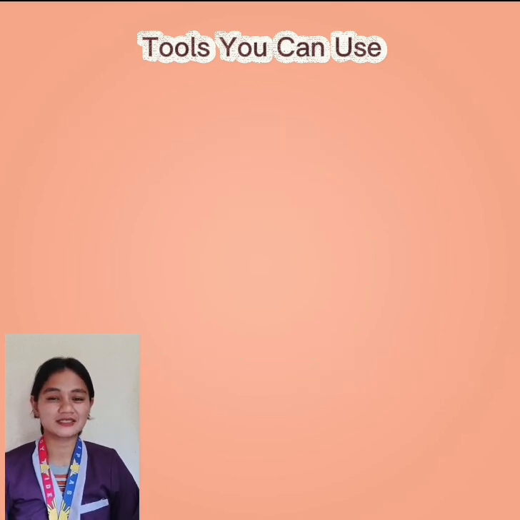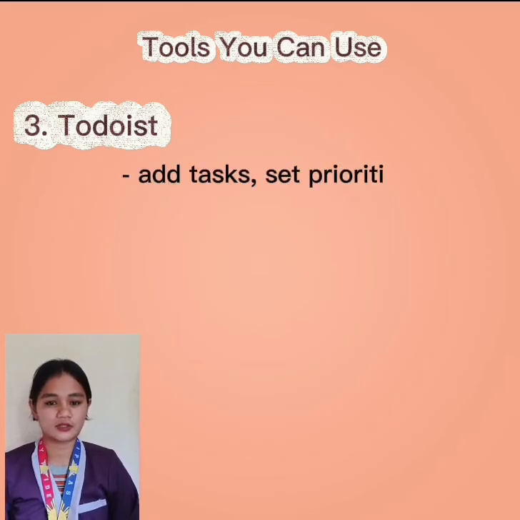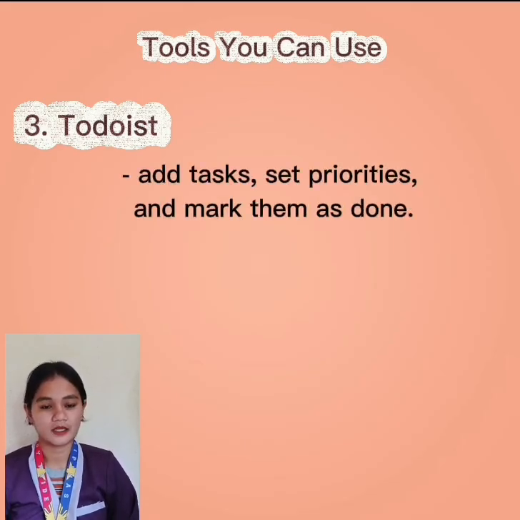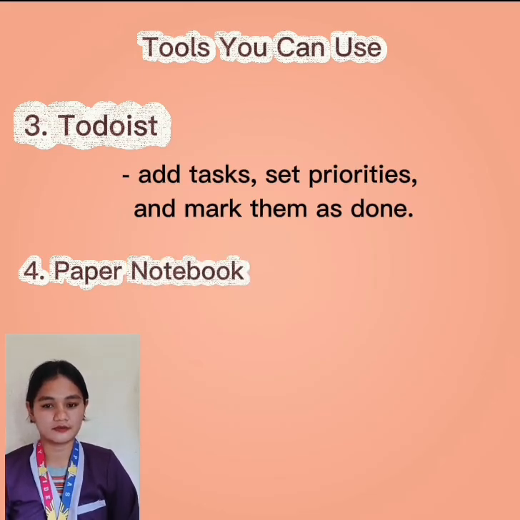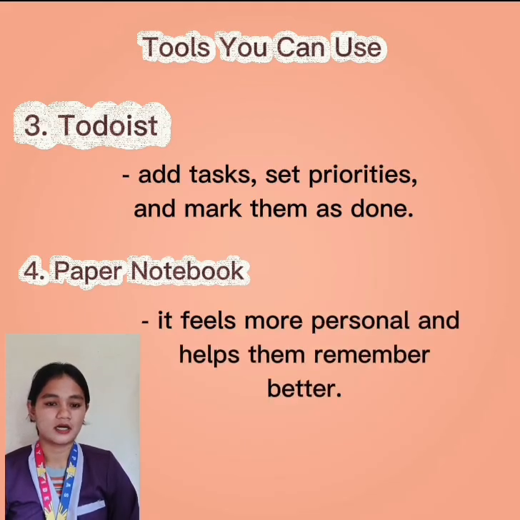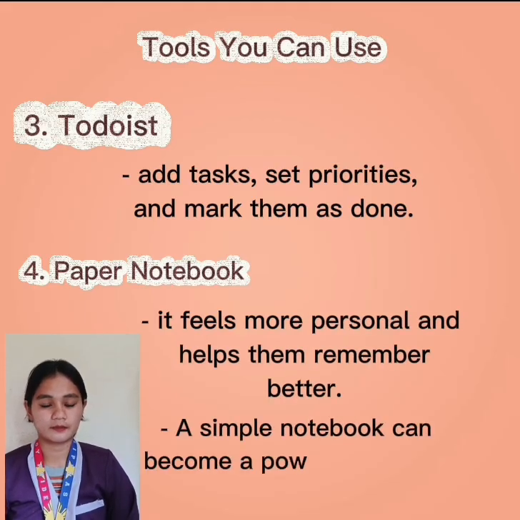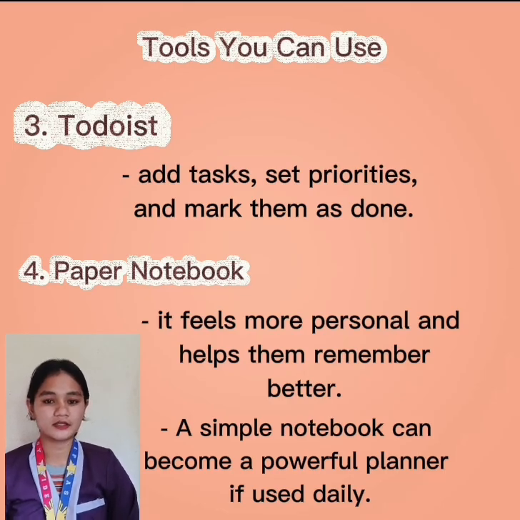And the third one is To-Do List. A clean, easy-to-use task manager. You can add tasks, set priorities, and mark them as done. And the fourth is Paper Notebook. Some people prefer writing on paper because it feels more personal and helps them remember better. A simple notebook can become a powerful planner if used daily. There is no best tool. The planner is the one you will actually use every day.